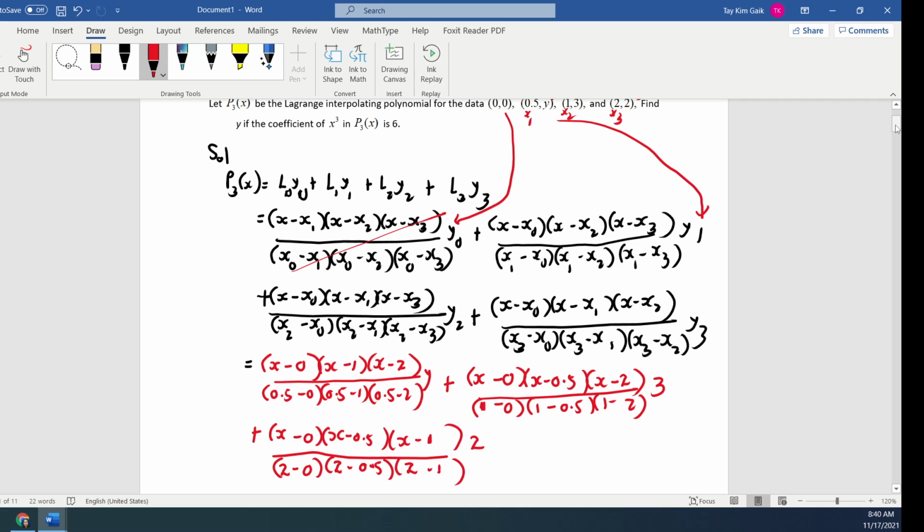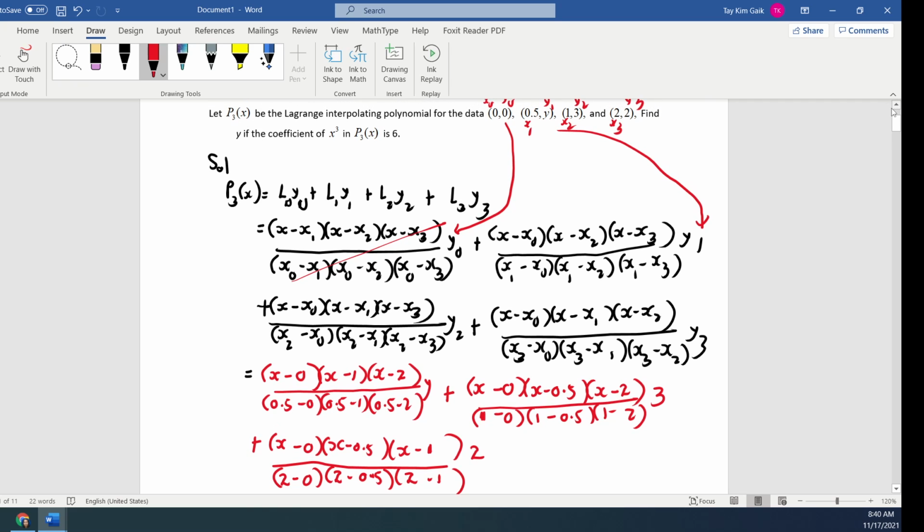Before you expand, double check again. Then expand everything, collect the x cubed term, and compare the coefficient with 6, then we can obtain the value of y. But before expanding, let's check again. This is the L1 term.